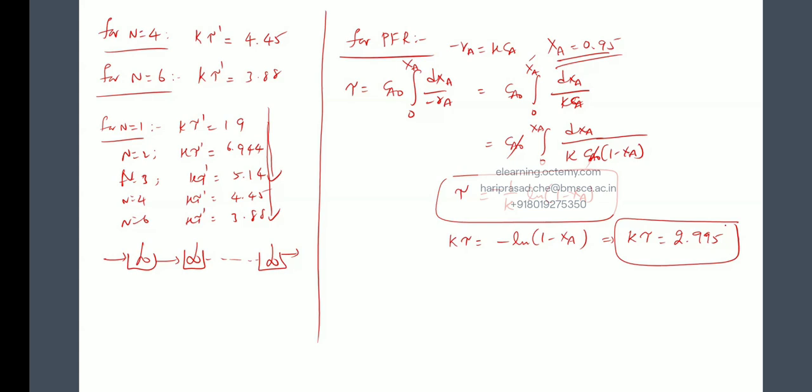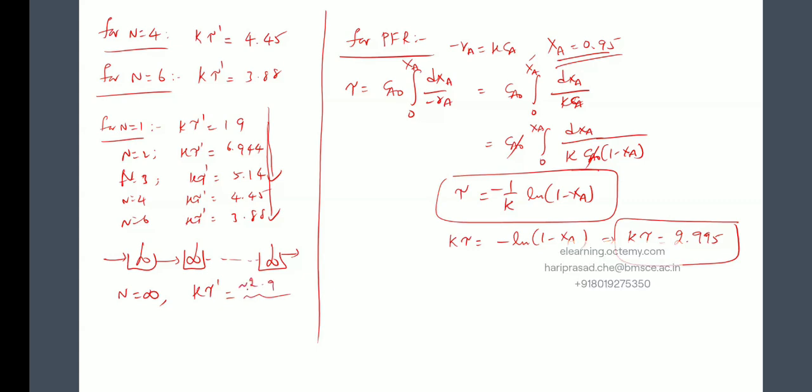The universal truth here is, if you arrange n number of CSTRs with n equal to infinity, this k tau dash may come very close to the value of the PFR, that is approximately 2.9. When you arrange n number of CSTRs for a particular 95% conversion, the volume required for PFR is less than the volume required for CSTR. That is the importance of PFR. PFR is more superior in some of the reactions.